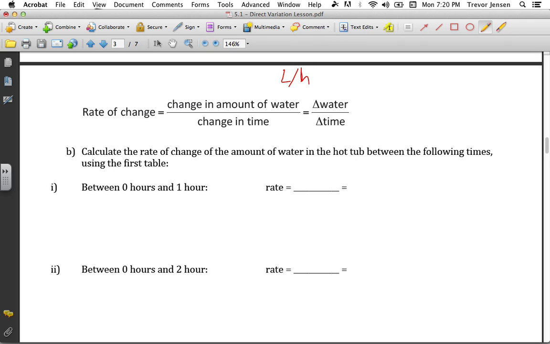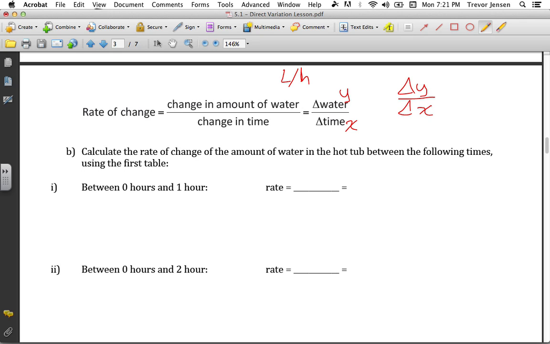And why do we do change in water divided by change in time? Well, rate of change is always the change in the dependent variable over the change in the independent variable. Remember, dependent is y, independent is x. We always want to do change in dependent divided by change in independent. And in this case, remember, water is dependent on time. Water is the y, time is the x. So that's what we're doing. We're doing change in dependent divided by change in independent. And we'll get our rate of change. And rate of change is very important when dealing with linear relationships.